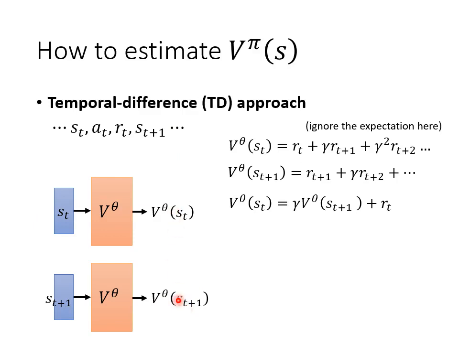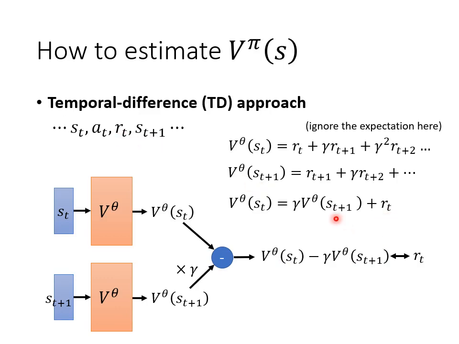We know the difference of subtracting one from another. According to the equation as mentioned earlier, we multiply V theta of ST plus 1 by gamma and subtract from V theta of ST. This value, V theta of ST minus V theta of ST plus 1 multiplied by gamma, should be as close to RT as possible. Here's RT, which has been collected in the dataset.